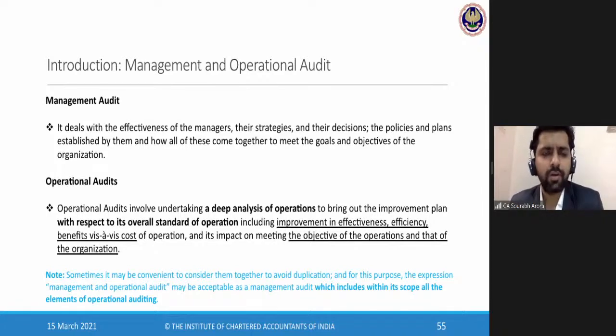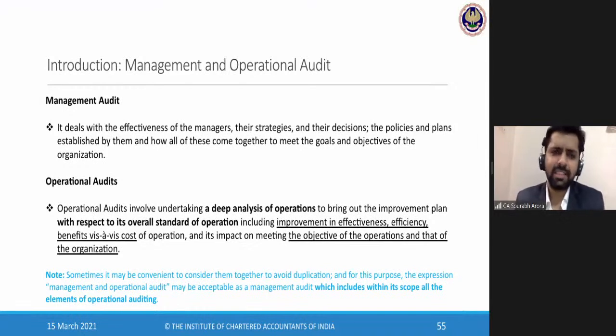So, what is management audit? As the name states, it's very simple. It is the effectiveness of the managers, their strategies and their decisions, the policies and plans established by them, and how all of these come together to meet the goals and objectives of an organization. So here we'll review the decisions and effectiveness of the managers.